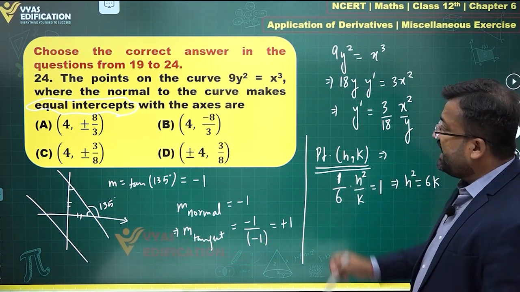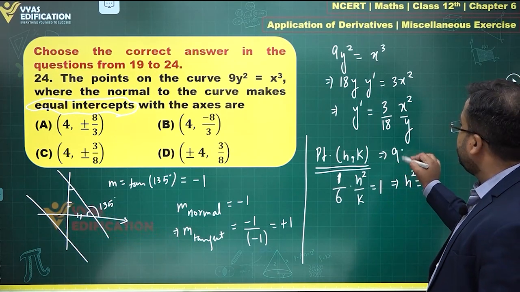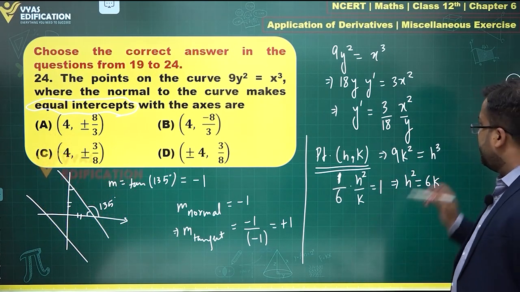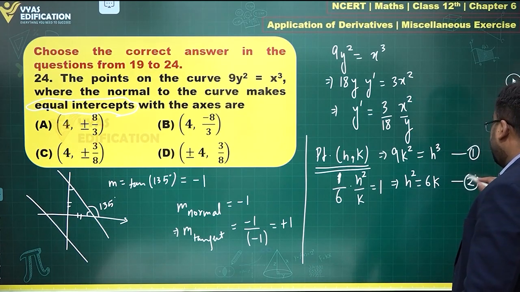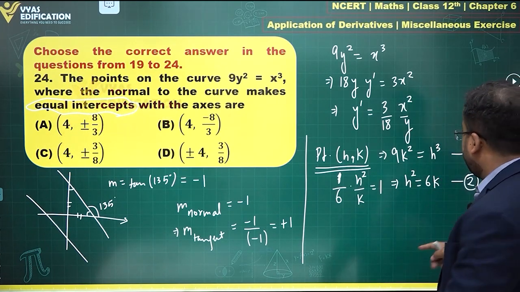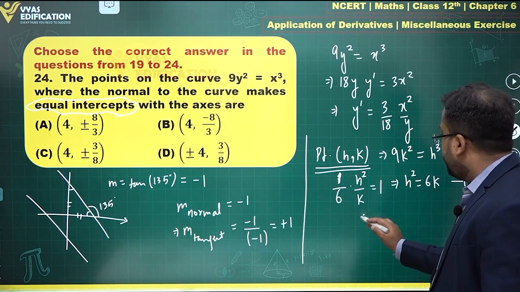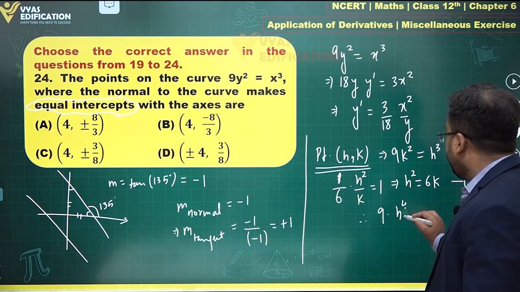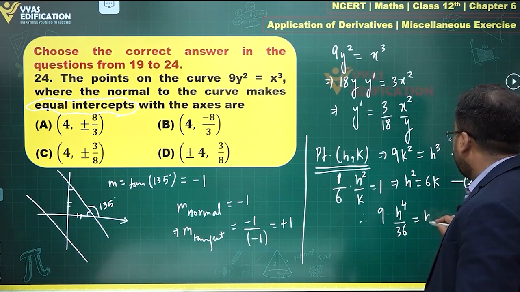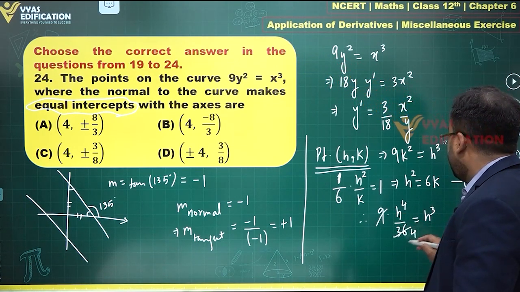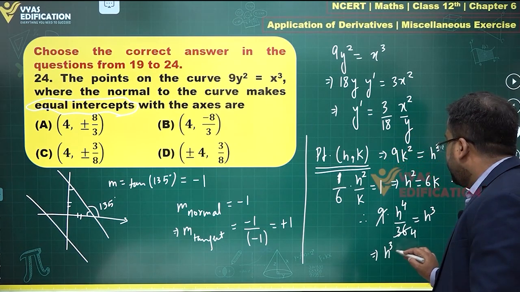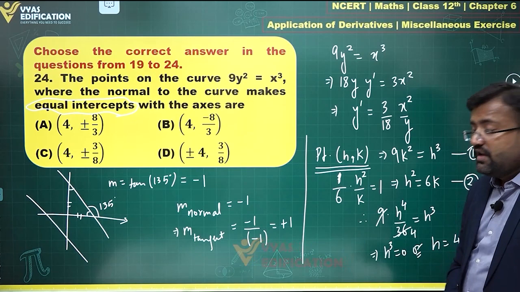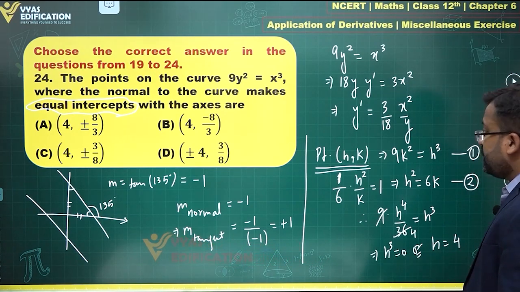This also tells me that if the point is (h, k), then 9k² will be equal to h³. Those are two things, two equations, 1 and 2. Let's solve the two equations to get the values of h and k. k can be substituted over here. Therefore, 9 times h²/6 squared, h⁴/36 times 9, is equal to h³. This becomes h⁴/4 = h³, so h³(h − 4) = 0. This tells me h equals 0 or h equals 4.